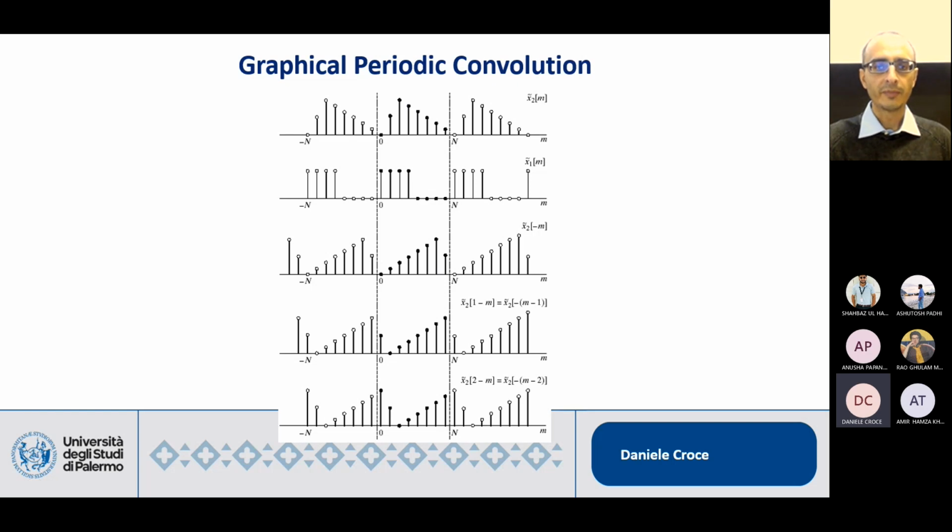Then you shift, for example, by 1. When you shift by 1, the first point moves here, and then this first element gets inside. And then here when you shift by 2, and so on. So the convolution is the result of this multiplication with this that is circularly shifted.